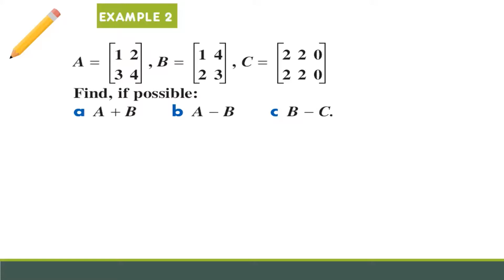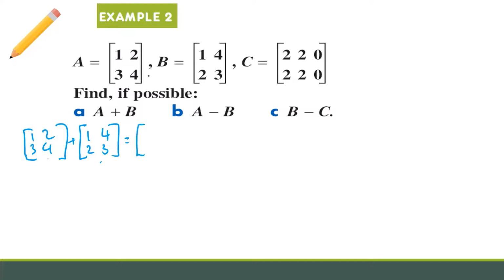All right, let's go through the first one, A plus B. I'll do the first one properly. The other ones we're going to go through a bit faster. So the first one, A plus B. We've got 1, 2, 3, 4. Then we're adding that to 1, 4, 2, 3. First thing we need to do, are these the same order? This is a 2 by 2, this is a 2 by 2. Yes, we can add them.